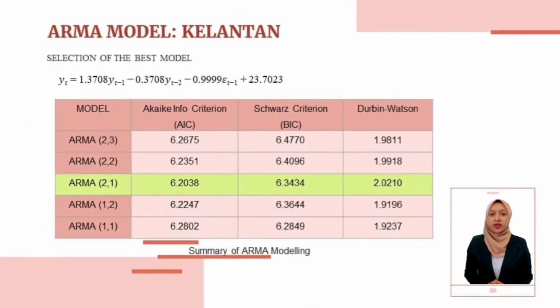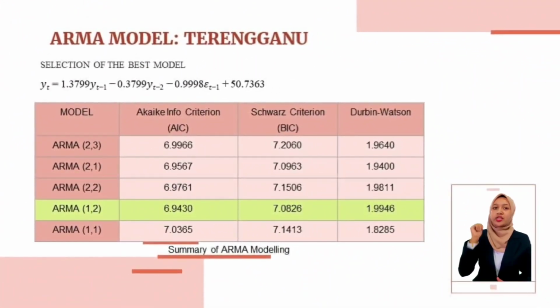The selection of the best model is taken from the 5 parameters that have been chosen for each state. The above shows the equation and the criteria of the best selection model in Kelantan, which is ARMA 2.1 because it has the smallest value of AIC, BIC and Durbin-Watson near to 2 compared to other models. And this is also the equation of criteria of the best selection model for Terengganu, which is ARMA 1.2 because it also has the smallest value of AIC, BIC and Durbin-Watson near to 2 compared to other models.